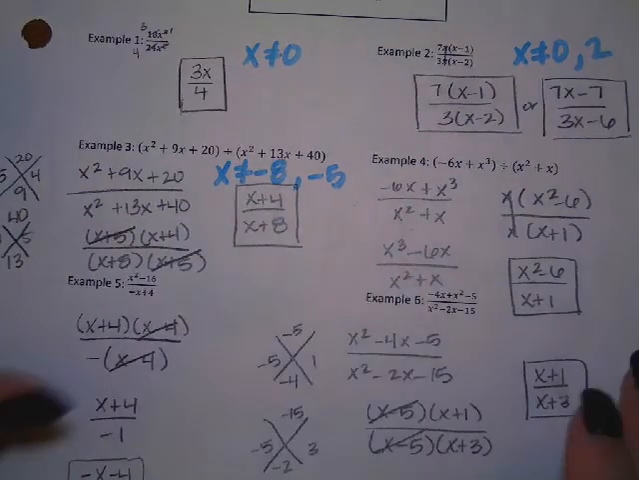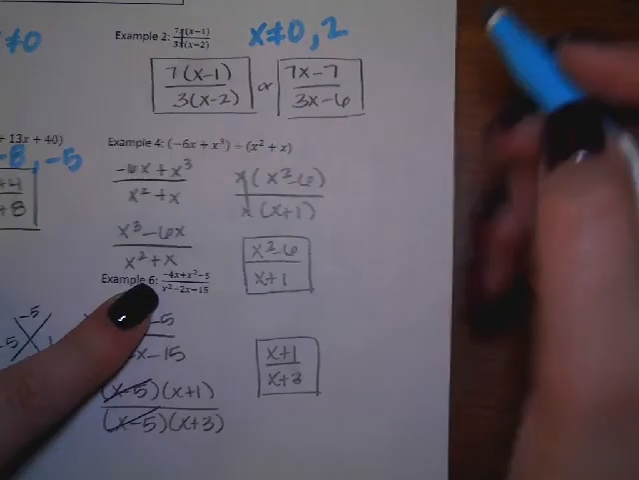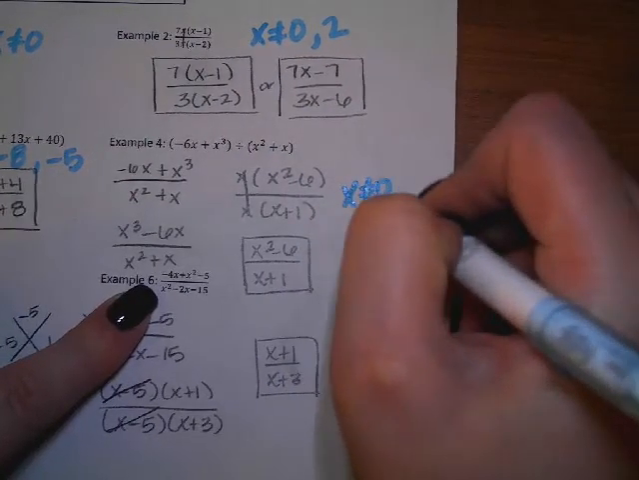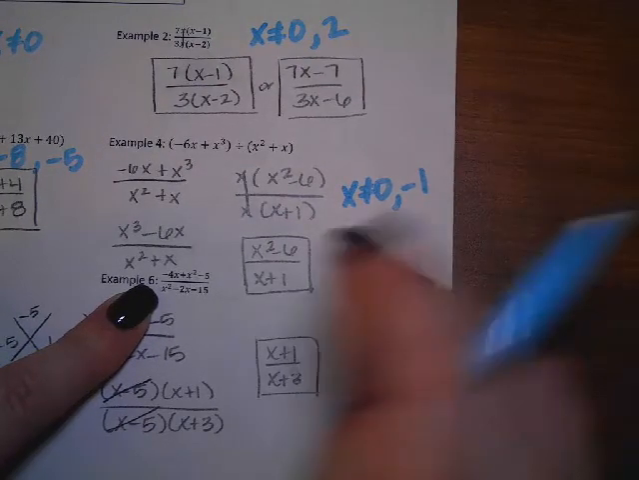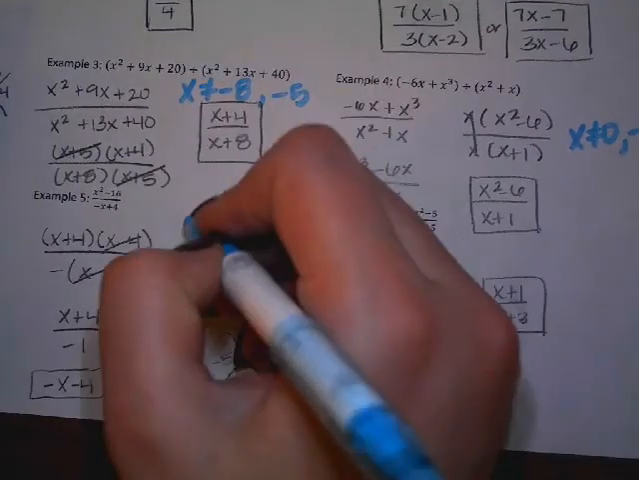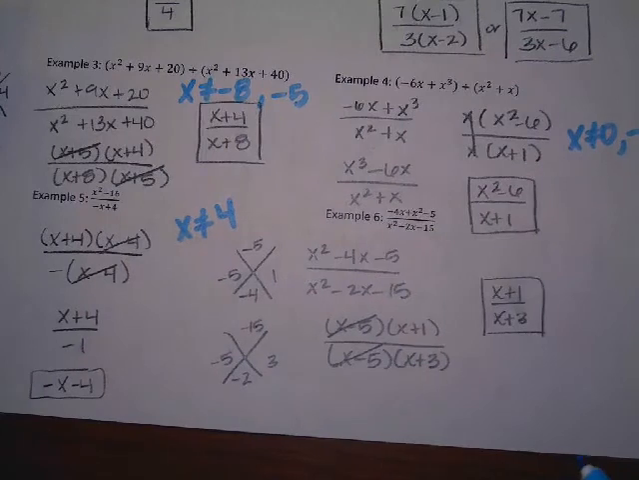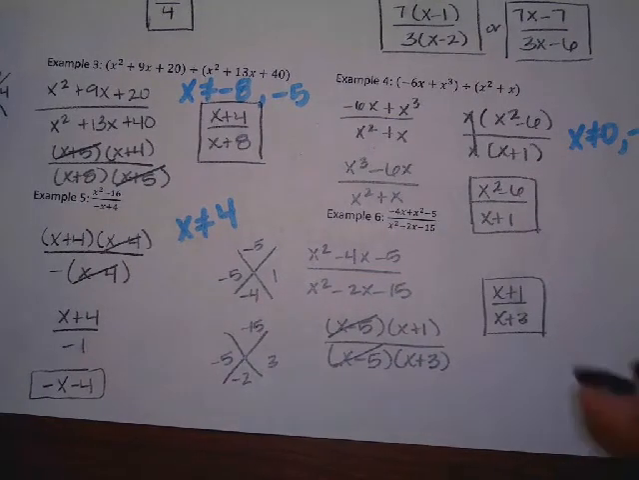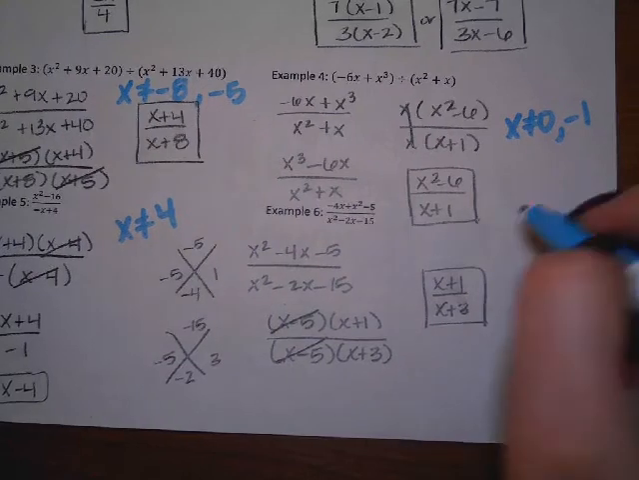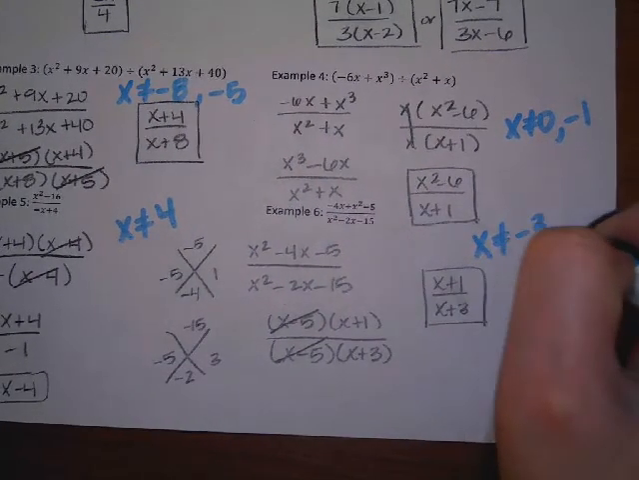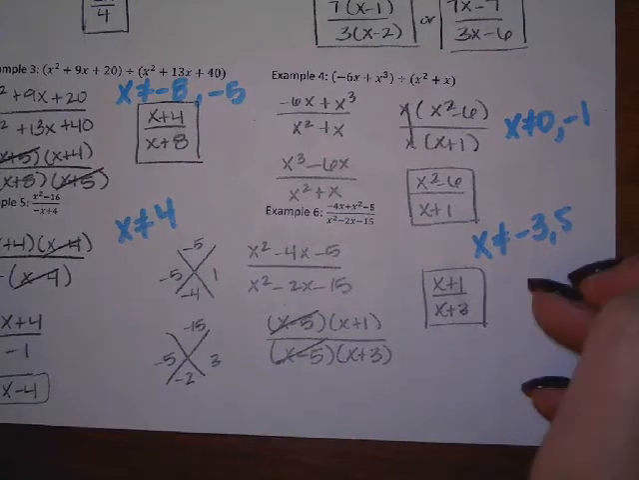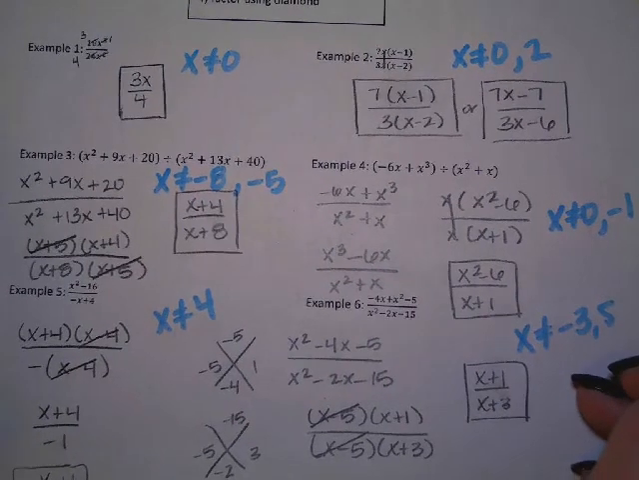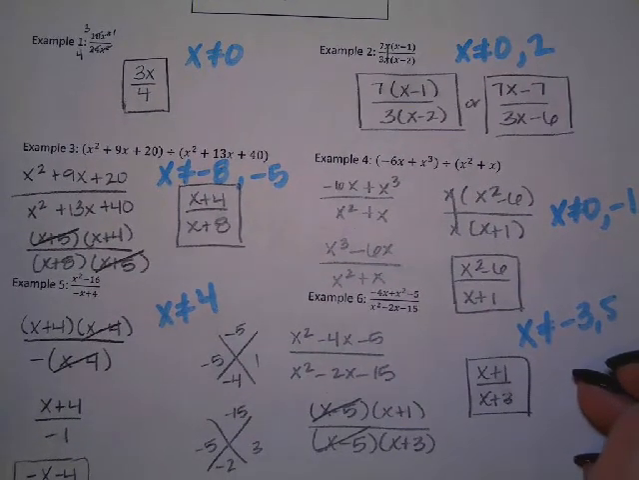Okay? All right. On the next one, the excluded values are 0 and -1. On the next one, the excluded value is +4. On the last one, the excluded value is -3 and +5. Wait, why for example 5? Wouldn't it be -4 or would it be +4? Oh, I think I got it. 4 over and then divide by -4?